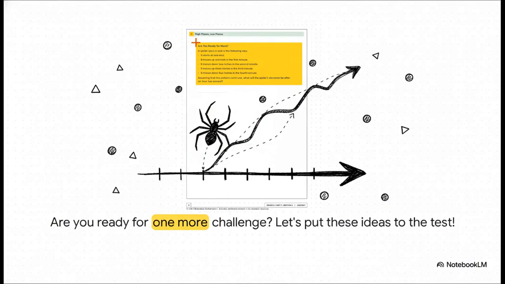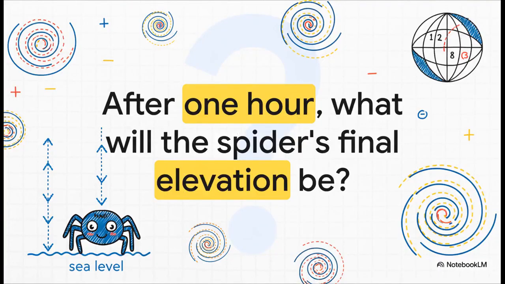But before we go, let's put these ideas to the test with one final little puzzle. It's got a spider, a simple pattern, and our new best friend, the number line. So get this. A spider starts at sea level at 0. It climbs up 1 inch, then drops 2 inches. Then it climbs up 3 and drops 4. You see the pattern. If this keeps going for 1 full hour, what will its final elevation be? I'll leave you with that one to think about. Because really, the world is just full of patterns like this, all waiting for you to discover them with the simple power of numbers.